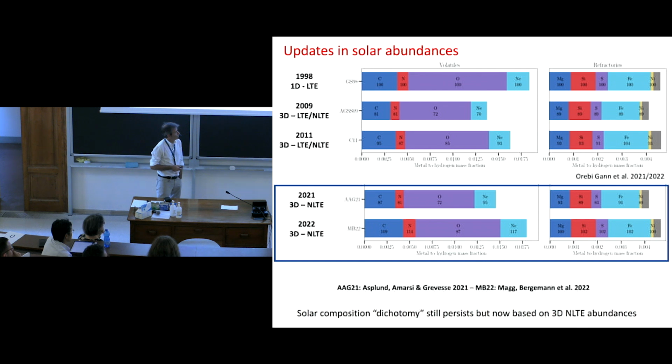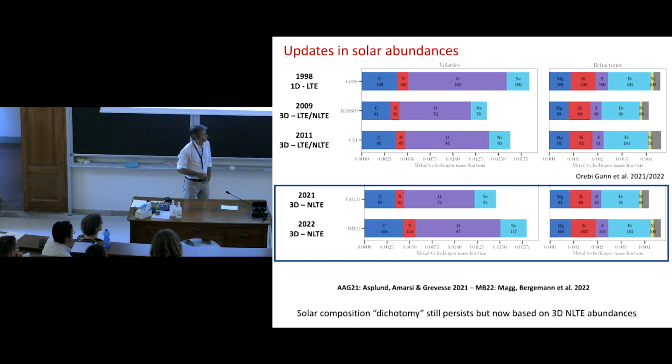The value of the Amarsi group is closer to the low-Z composition, while this new compilation is closer to the older high-Z composition, even if not identical when you look at the individual elements. So a solar composition dichotomy still persists, and it is really difficult to understand the origin of this discrepancy, because both these determinations are obtained, in principle, using a state-of-the-art description of the solar atmosphere.